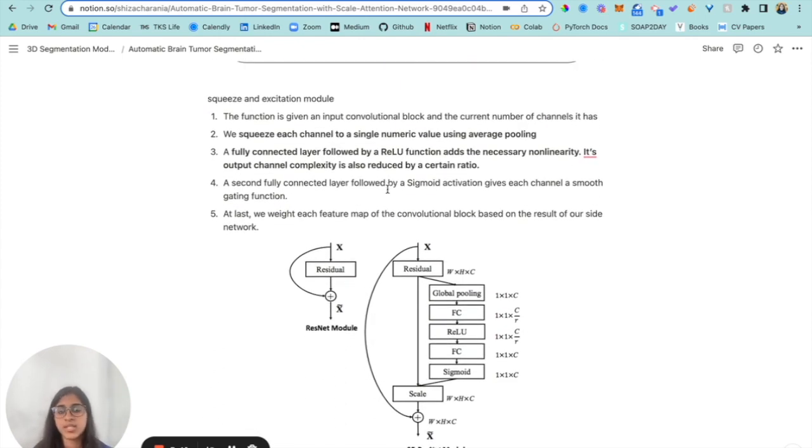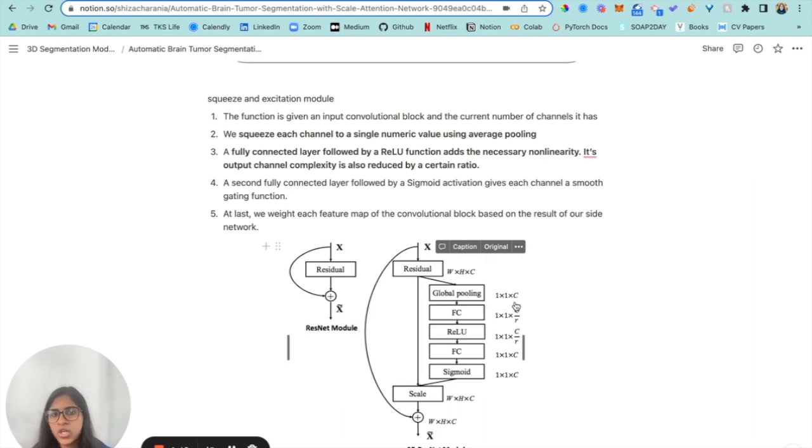Looking at this, this is how it works. You have a function that's given the input convolutional block and the number of channels that it has. Over here, you have the width times the height times the number of channels, and this is just assuming that this is a 2D image. Now, you squeeze each channel to a single numeric value using average pooling. So over here, you would squeeze it to a single numeric value, which is C in this case. Now you have a value R, and this is where it gets really important. This is the most important part of the squeeze and excitation module.